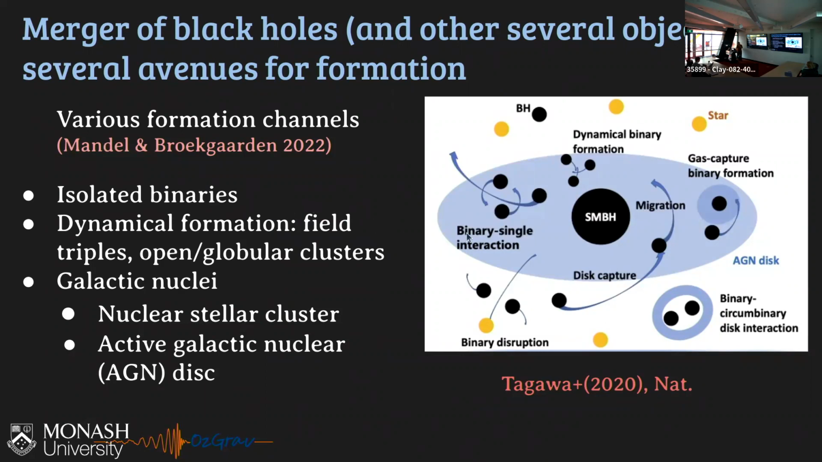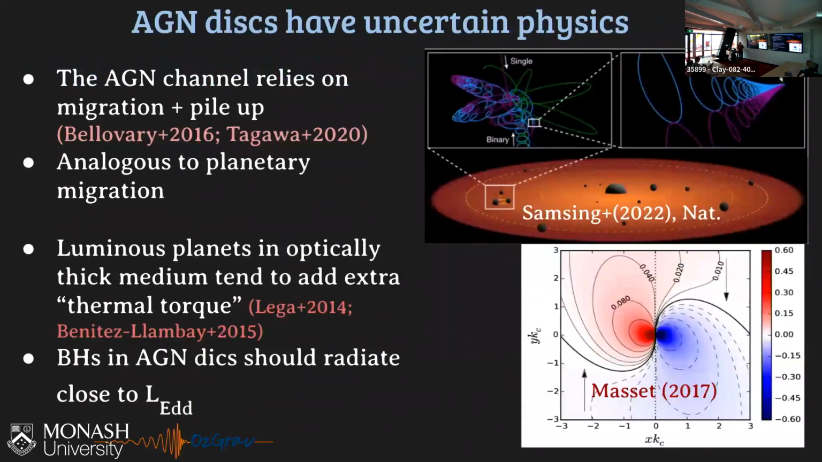At least the nuclear cluster channel is quite nice, because you have a cluster of stars or black holes, and you can also have an AGN disk, because some galaxies are active, and there are some disks around them. There are some similarities between AGN disks and protoplanetary disks. I think some people have discussed that too. I think it's a promising pathway to form black hole mergers there, and it has been discussed a lot in the literature.